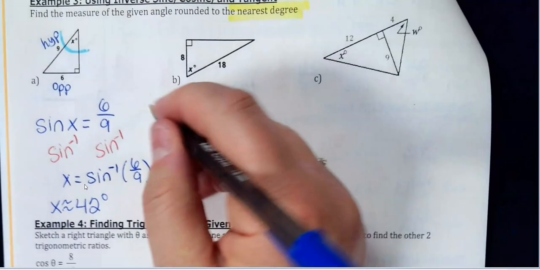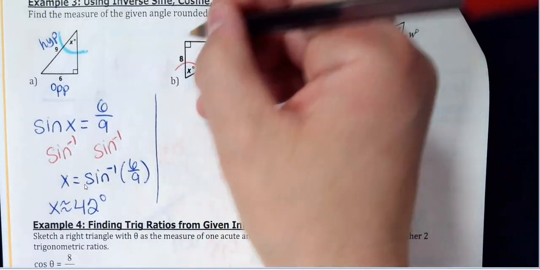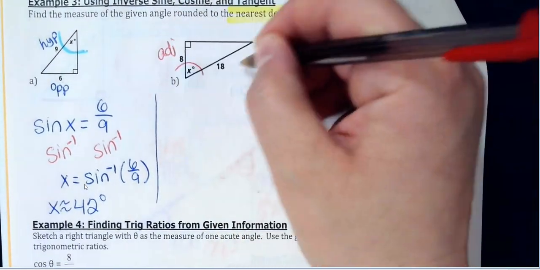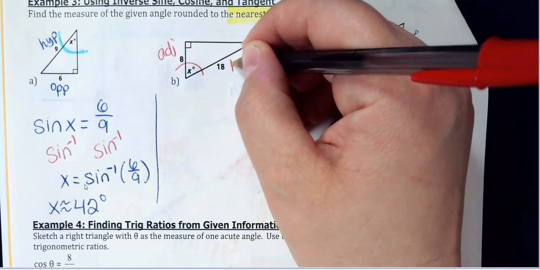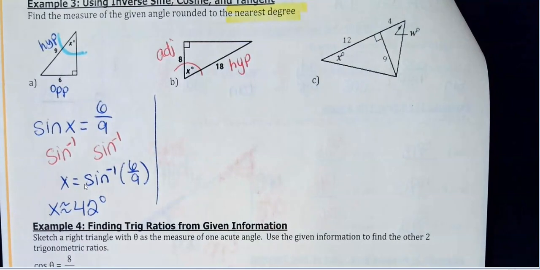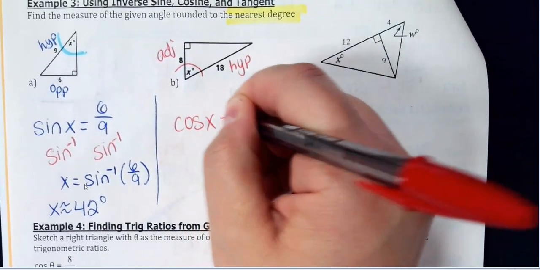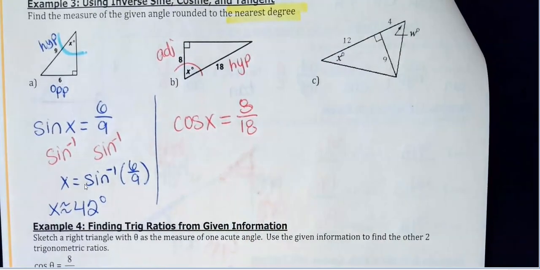Okay, what about, here's my x. How's the 8 related to that? Adjacent, it's attached to it, right? What about the 18? Across from the right angle has to be the hypotenuse. Adjacent hypotenuse would go with cosine. Everyone's whispering. It's not a secret. Okay, cosine x. And again, you could reduce this. Frankly, I'm lazy, so I'm not doing it.